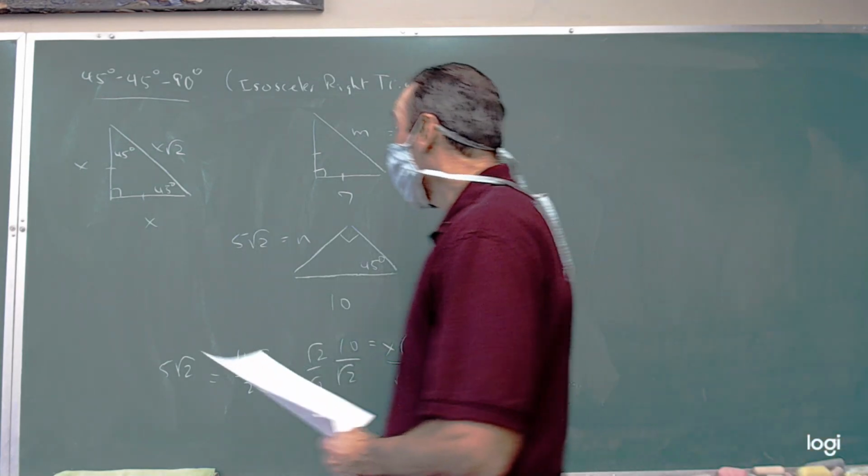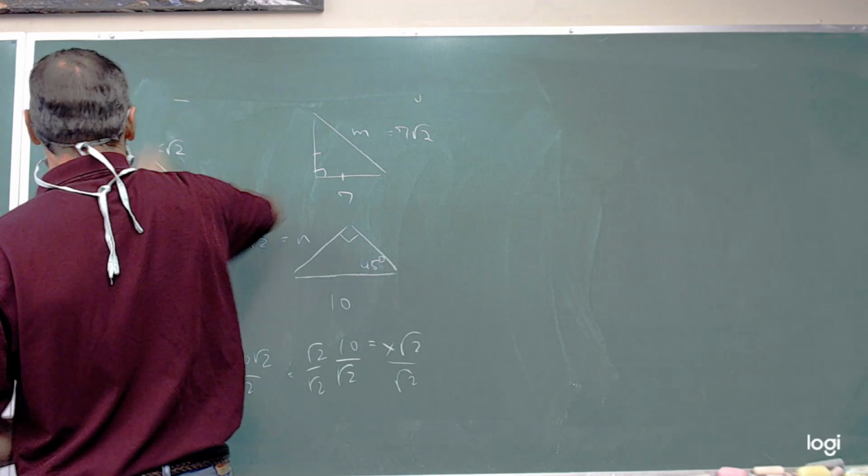Okay, well, let's try to make things more complicated and look at a 30, 60, 90.